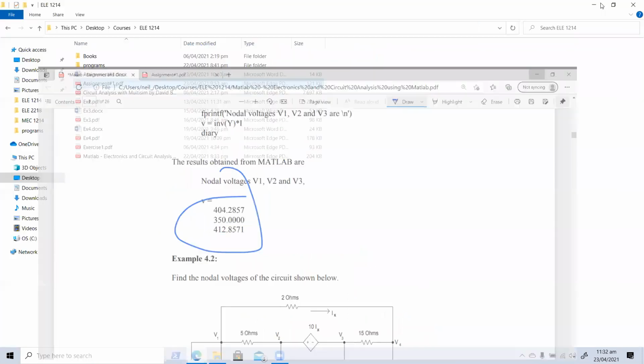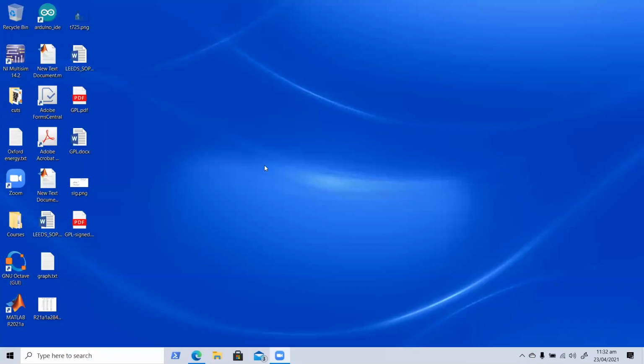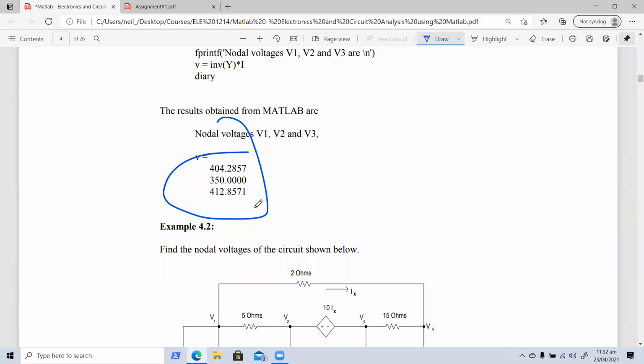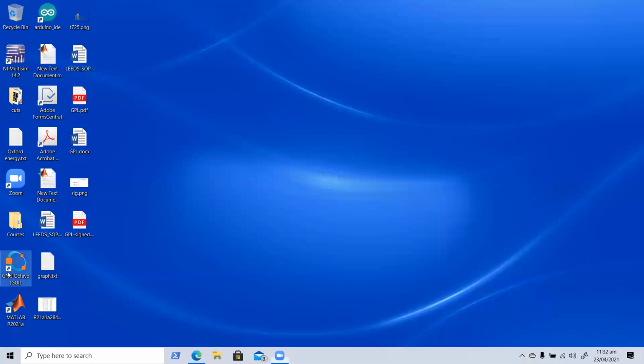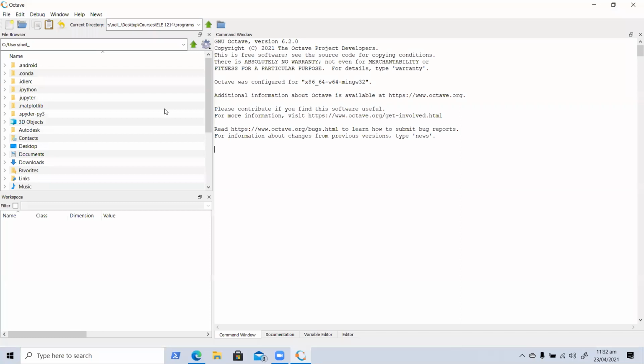All right, let me just briefly run over the code again. As always, it's inverse of Y times I. Whatever you name the variable as, you just type inv open bracket Y. I'll show you. Let me open up Octave. And in Matlab it's the same thing. Try and use Matlab more next class.